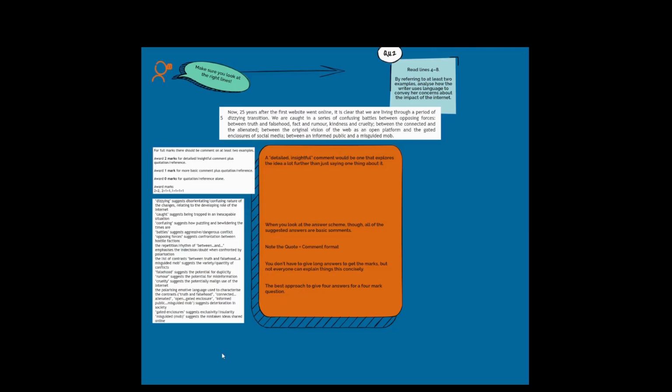Now, whenever I show pupils these answer schemes and I say, look at all of these answers that you can give, sometimes pupils sat in front of me go, oh, I didn't see all of that. But it's amazing how in this little tiny paragraph they can come up with all of these answers. Here we've got one of the most obvious ones. Dizzying suggests disorientating and confusing. It shows that the changes are happening so fast that people are getting confused by it.